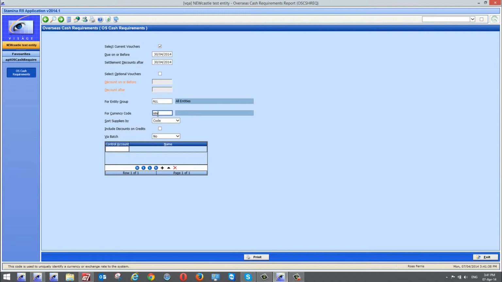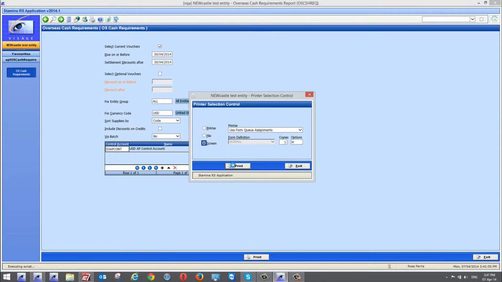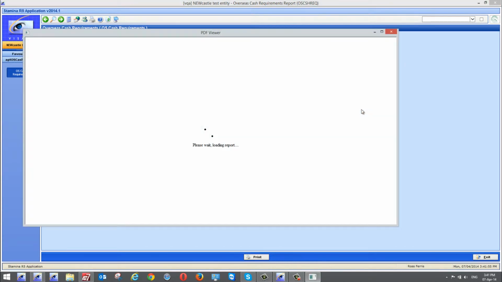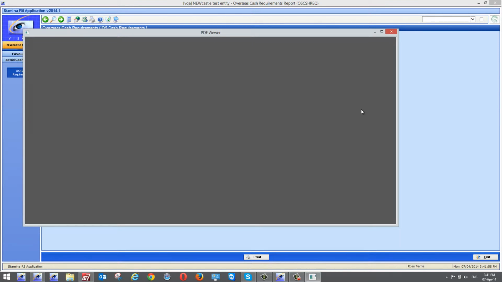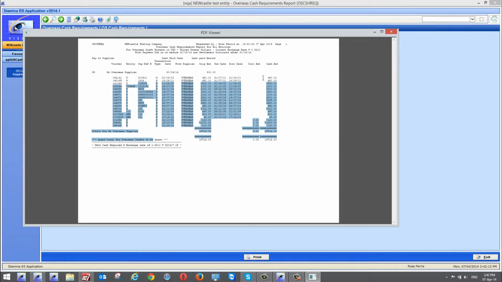Once more, if we look at US dollars, control account, DJAP, whatever it happened to be, run the report, out to screen, and this time I would expect we'll actually find some invoices that are due for payment. So yeah, at the moment I've got a single supplier with total value that I need to pay him of $18,712 for my Mr. Overseas supplier. These are the invoices involved.